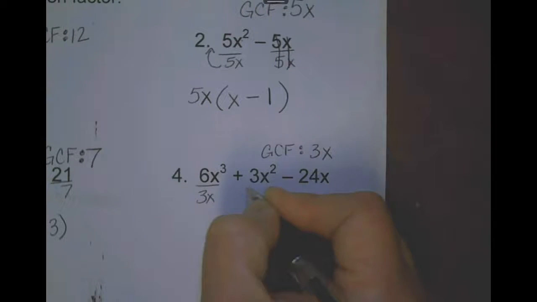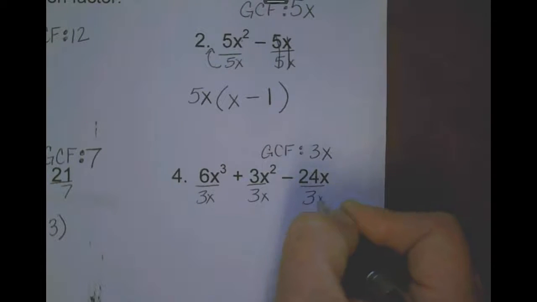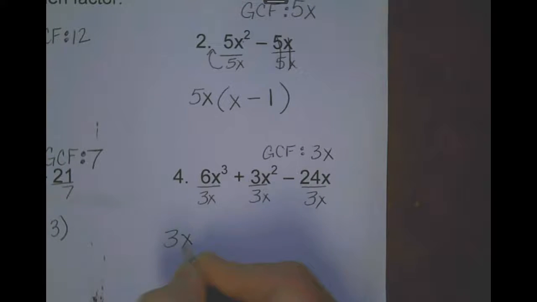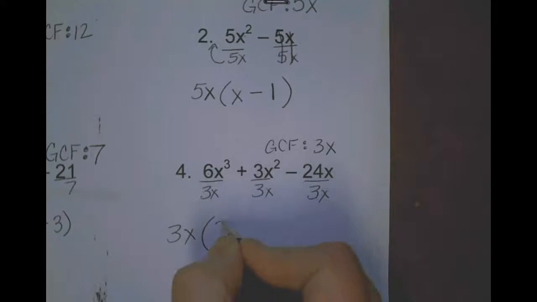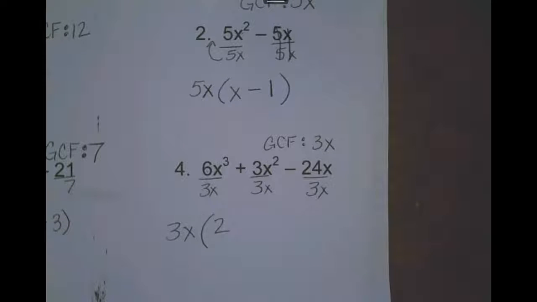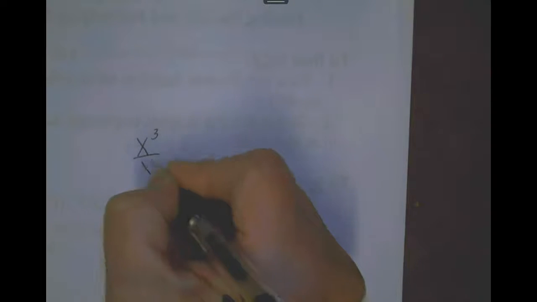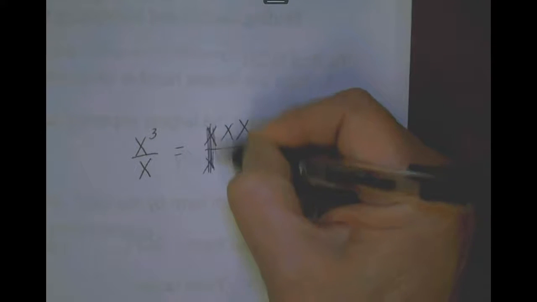So I'm going to factor a 3x out of all my terms. This 3x does not disappear. It factors out in front. 6 divided by 3 is 2. Now, what is x to the third power divided by x? I'm going to go back on the back of my paper and make sure you understand that. X to the third power is x times x times another x. Isn't that the meaning of x to the third power? And if I divide it by an x, that one cancels. And how many are left?